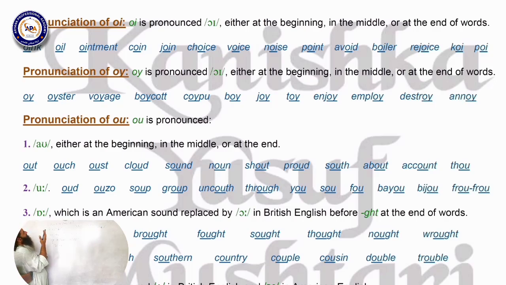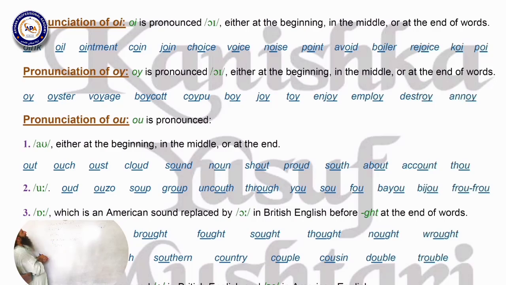Instead of oil, they say aisle. Instead of join and choice, they say giant and choice. Or instead of voice, noise, point, avoid, they say choice, vice, or nice, or pint, or avoid. Don't avoid me. It is avoid, not avoid.